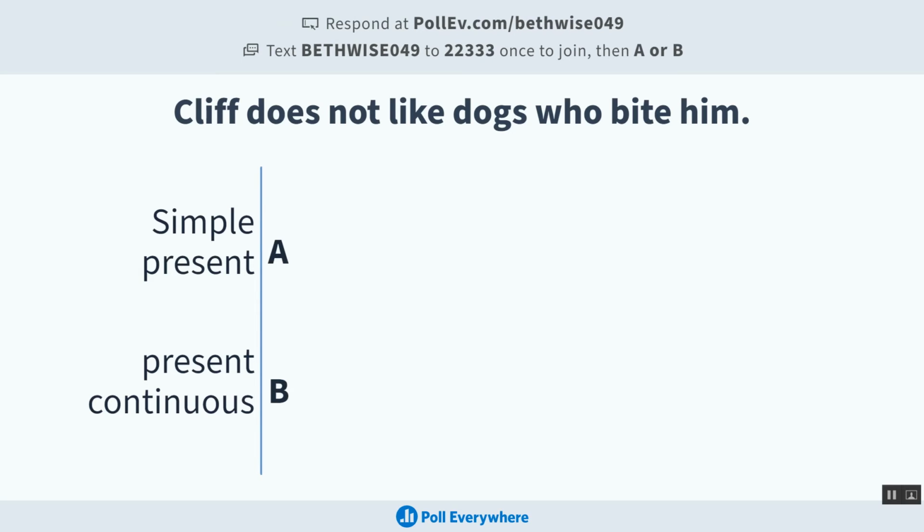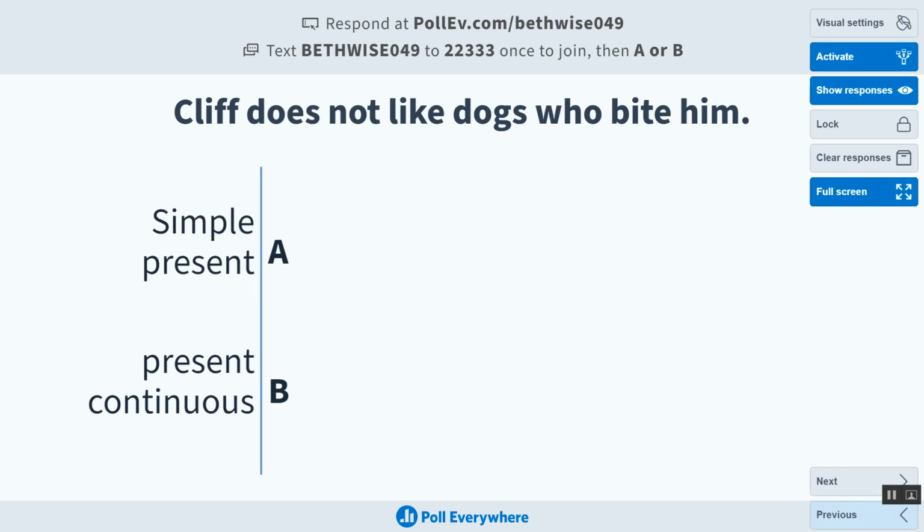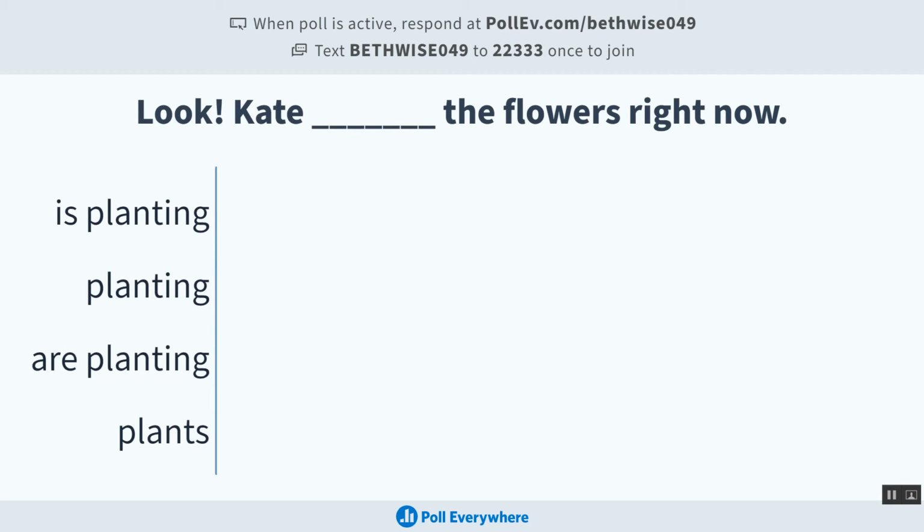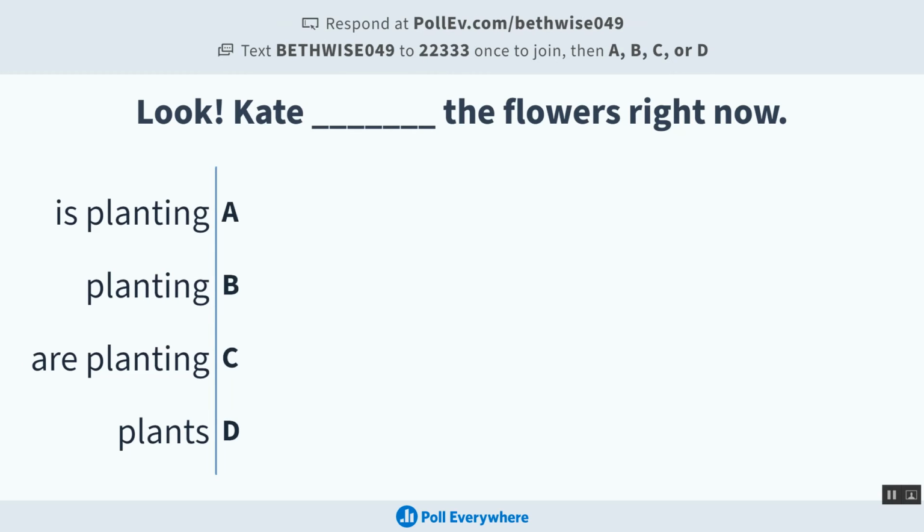Okay, Cliff does not like dogs who bite him. So is that present continuous or simple present? Does not like is simple present. It doesn't have the ing. There's also no to be verb. So this is simple present. Okay? All right. So, in some of your packet, you're going to be looking at the difference between present continuous and present simple. All right?